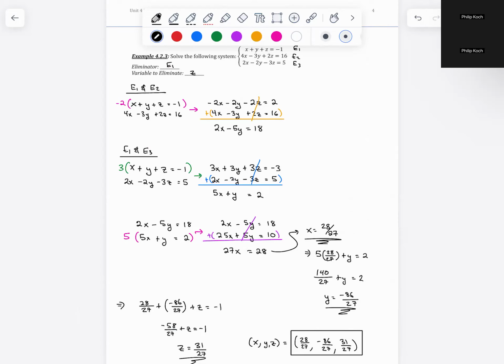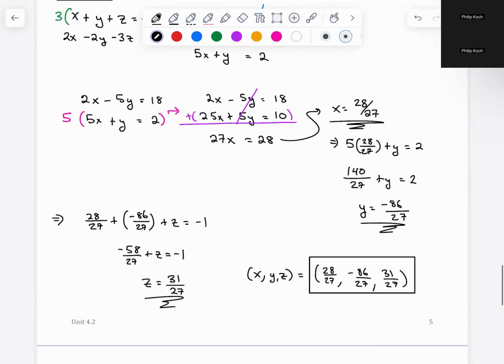4 times 28 over 27 minus 3 times negative 86 over 27 plus 2 times 31 over 27. And does that equal 16? Yes, it does. As long as I've checked it in 2 of them, it's probably going to work in the third. But if you want to, you can verify it further and get that final answer. Any questions on that?